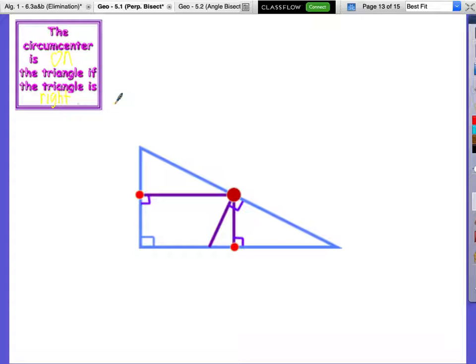What angle has to be acute or obtuse? Okay, so for an acute triangle, all the angles are less than 90 degrees, right? All the angles are acute. For an obtuse triangle, only one angle is obtuse because that's all it could be mathematically. So if we have a right triangle here, the circumcenter is going to be on the triangle.